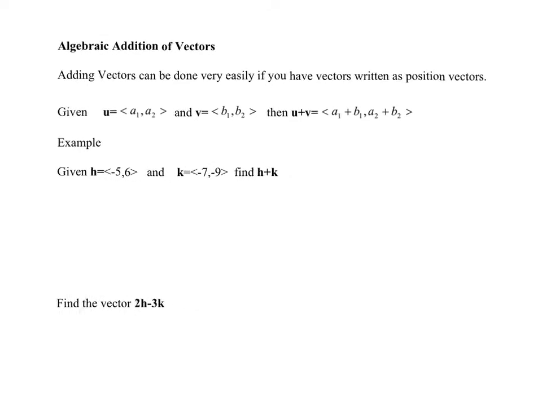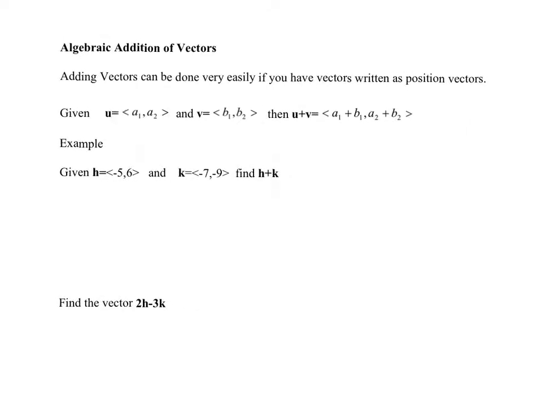We can also do an algebraic addition of vectors. If you have the component form of your vector, so they're written as position vectors also, you just add their coordinates. So if u is a1, a2, and v is b1, b2, then their sum would be a1 plus b1, comma a2 plus b2. And this is what we did at the end of those section 1 notes.